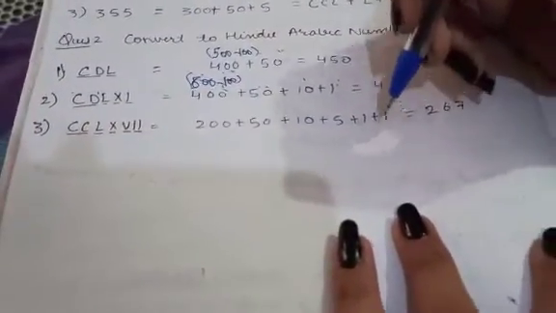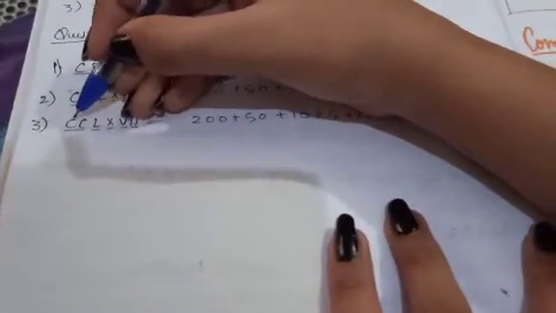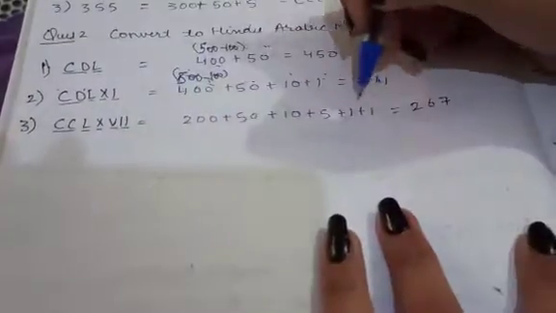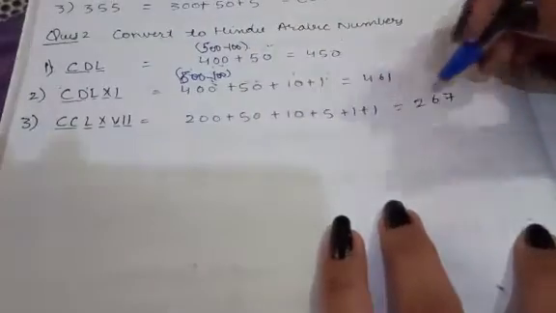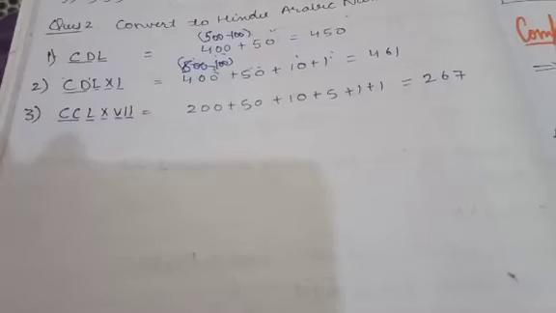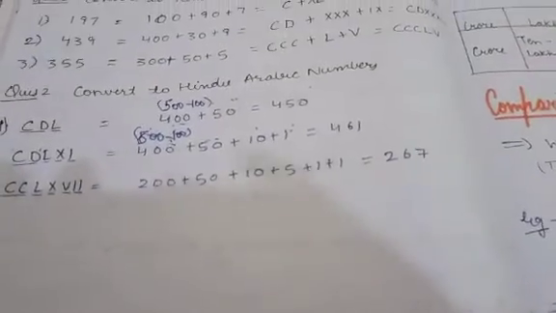Now move to the third part. We have given 2 C's, it means 100 plus 100, 200, L as 50, X as 10, V as 5, I as 1 and I as 1. So it will become 267. Now here we complete the first chapter of class 5 of mathematics.